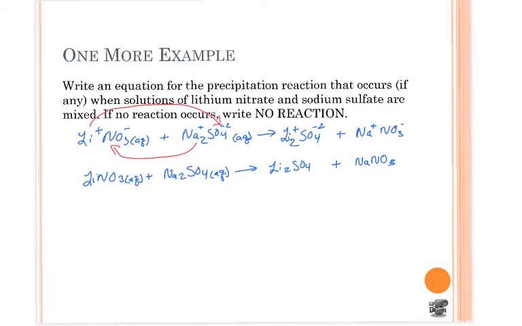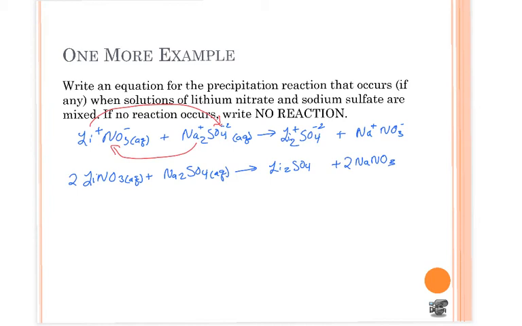Okay, let's balance the equation. We have 1 lithium on the left and 2 lithiums on the right, so we're going to go ahead and put a 2 here. We now have 2 nitrates on the left and only 1 nitrate on the right, so let's put a 2 here. Okay, and now we have 2 sodiums on the left, great, and 2 sodiums on the right. And we have 1 sulfate on the left and 1 sulfate on the right. So it's all balanced.